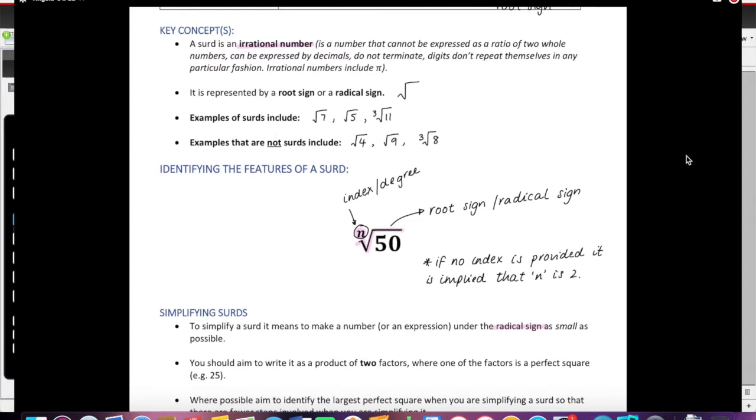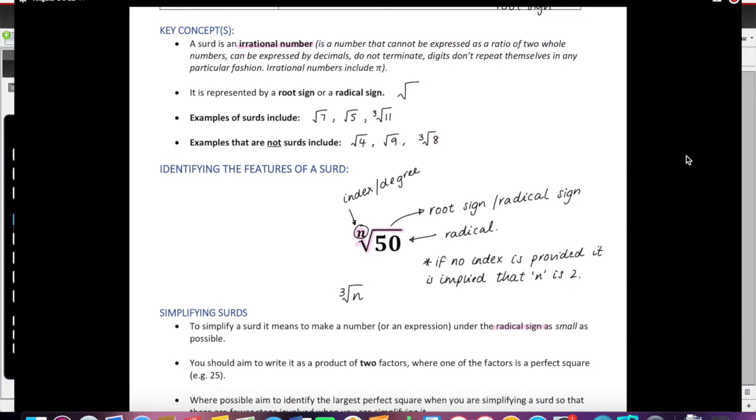For example, you'll see examples later on where the index is 3, and then there'll be a number underneath that root sign. We call the number where I've written an example of 50 the radical. Basically, the radical is any number written under the root.